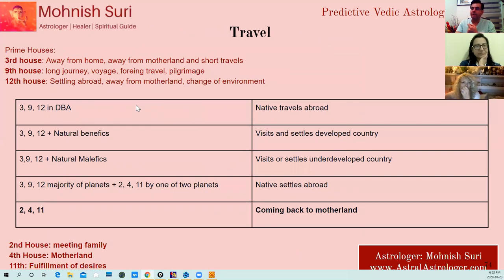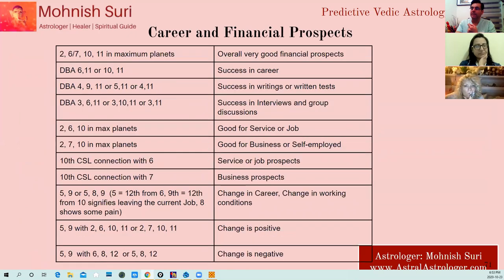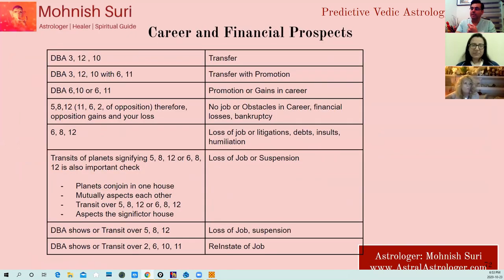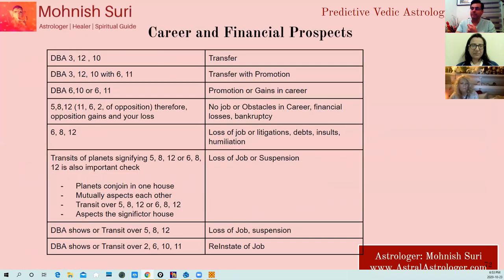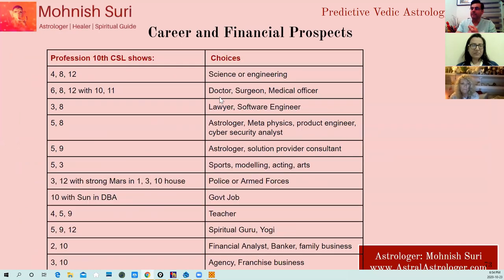And then we'll do the travel also, and we go over how we see the travel. So in the next class, we will cover the travel and career all together. So career is today, we have covered it. And a few things are left, which I will cover instantly in the next class. And then we'll do the travel also.